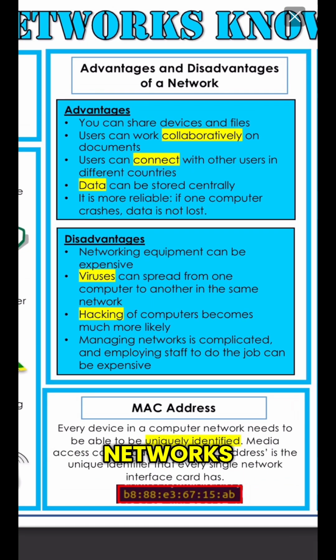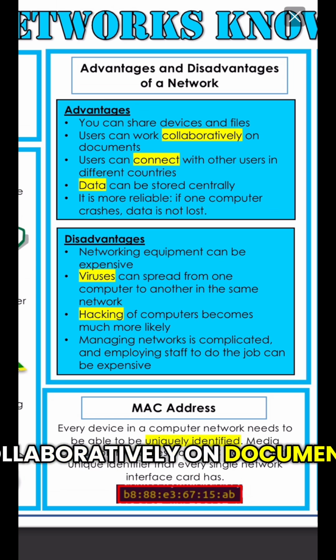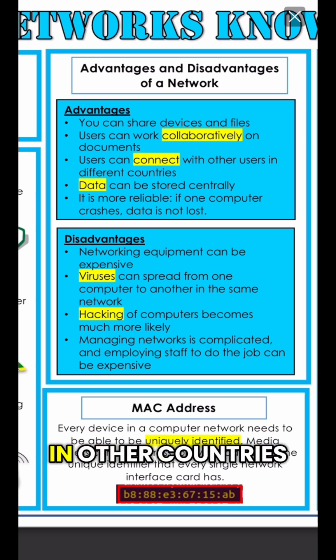Good things about networks: you can share devices and files, you can work collaboratively on documents, you can connect with other people in other countries, you can store data centrally, so that might be on a server where all your files are stored, and then it means you can access that from any computer on the network.